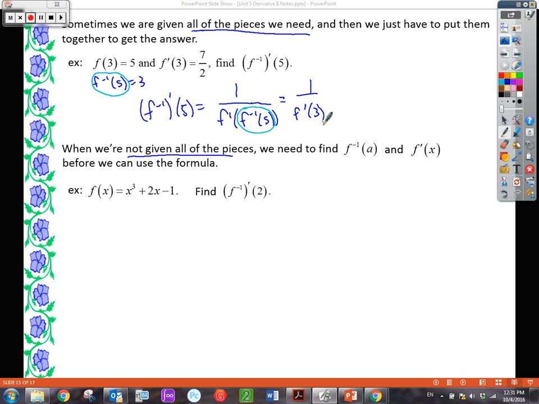Okay, we okay so far? So now I just have to look for this value. Do we have f prime of 3? So here we go. There's f prime of 3. So I'm going to substitute. I'm going to take 7/2, and I'm going to put that in place of f prime of 3. See how we have all the pieces that we need? We fix our complex fraction, and we have 2/7. So that is the inverse of f's derivative at 5.